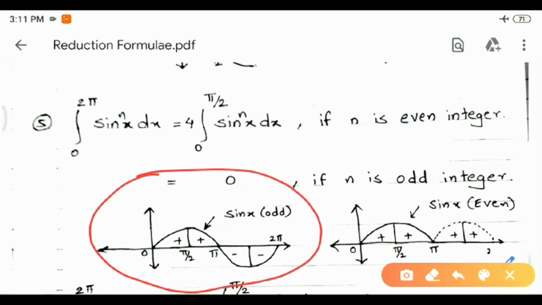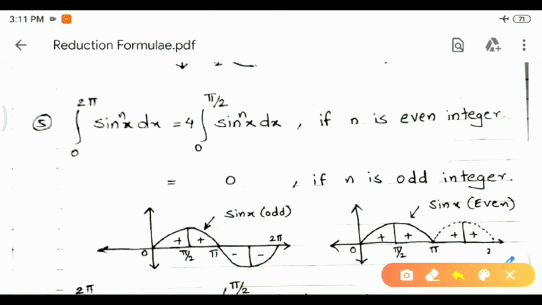Okay, so there will be 4 parts, each like 0 to pi by 2, and that's why if you look at the diagram, suppose we treat this area as x, then we have x plus x, 2x, and below, if you count, it will give you minus 2x. So plus 2x minus 2x will give you 0, and that's why the thing will be 0 if n is odd. But if n is even, in that case what will happen? The whole part will be above the x-axis and it will give you plus plus plus plus, 4 times, and that's why it will become 4 times 0 to pi by 2. Fine, I hope you are getting the idea.